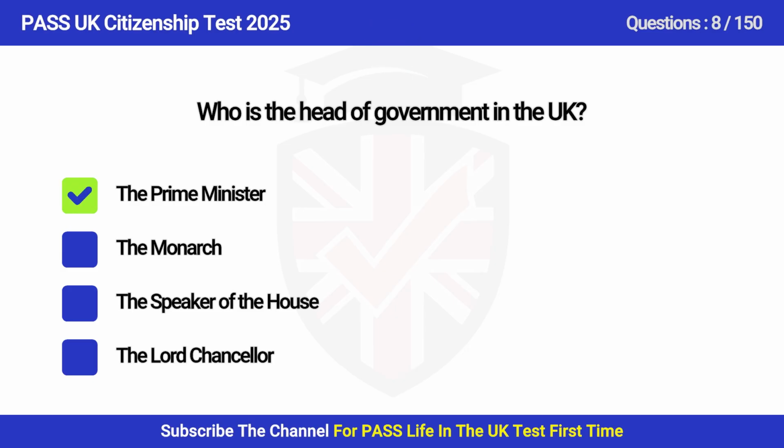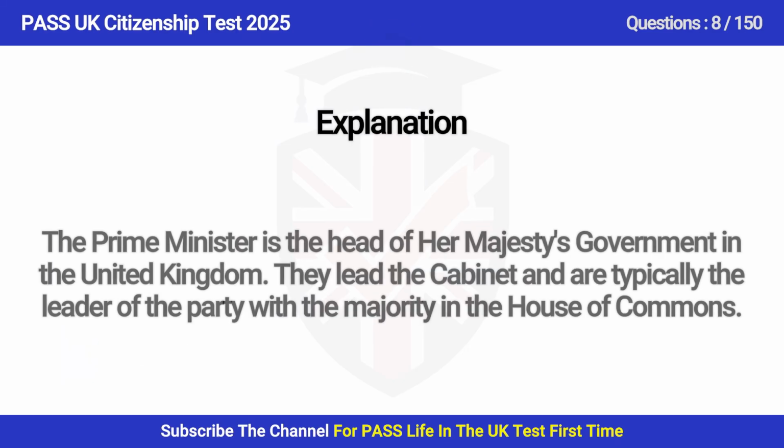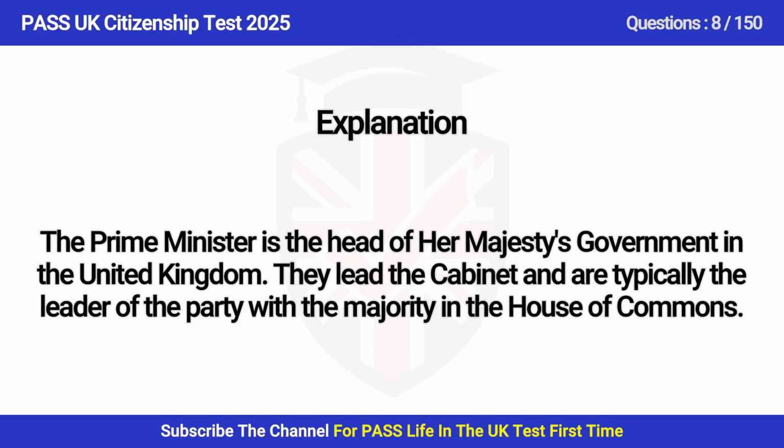Answer is A. The Prime Minister. The Prime Minister is the head of Her Majesty's government in the United Kingdom. They lead the cabinet and are typically the leader of the party with the majority in the House of Commons.